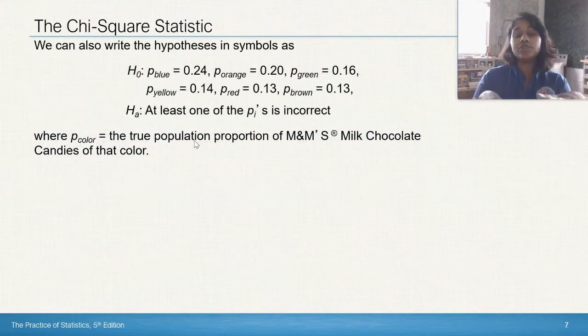If we actually write out our example, our null hypothesis would be that these are the distributions of those colors: 24%, 20%, 16, 14, 13, 13. And then the alternate is that at least one of the percent values for these colors is incorrect.